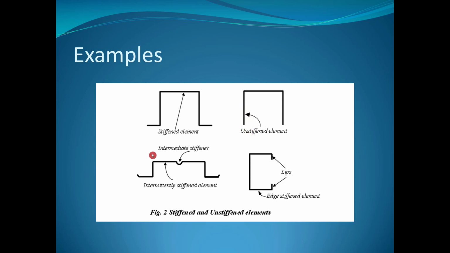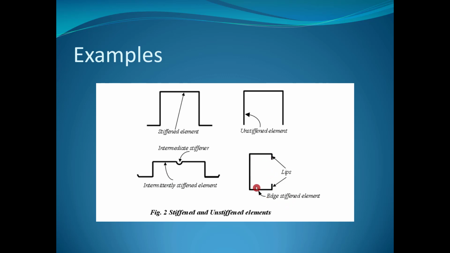Then we have the intermediate stiffener. We just discussed that if the length is very high, you need to provide a stiffener to increase the capacity and also to minimize the deflections. So here, this member has a proper stiffening on the left side. On the right side it has a made stiffener, which is not fully effective, so it is called the intermittently stiffened element.